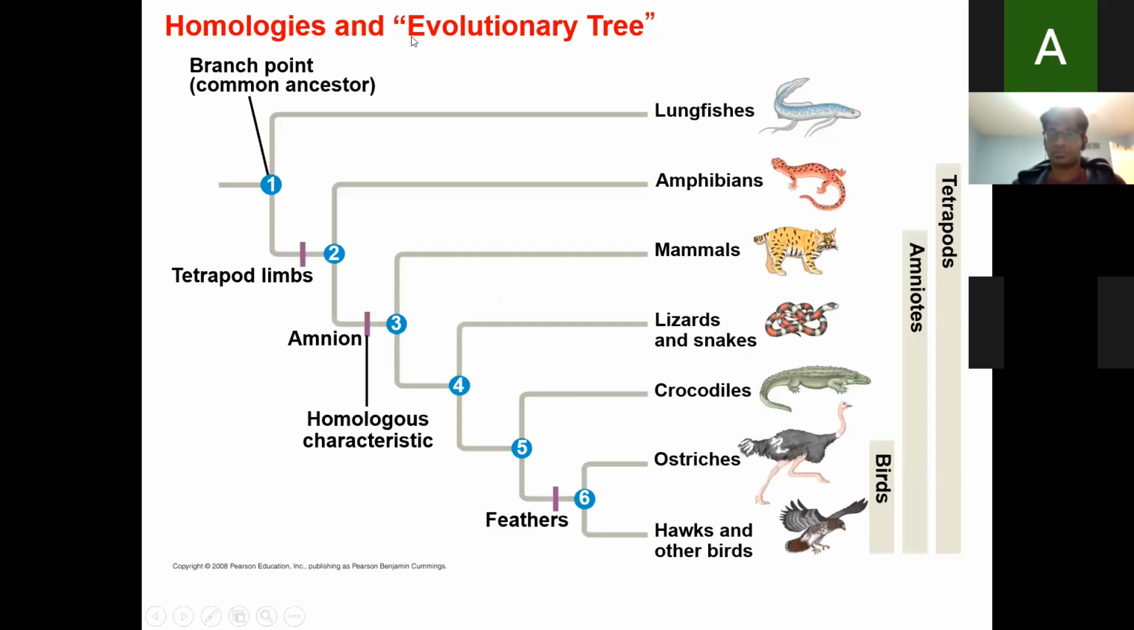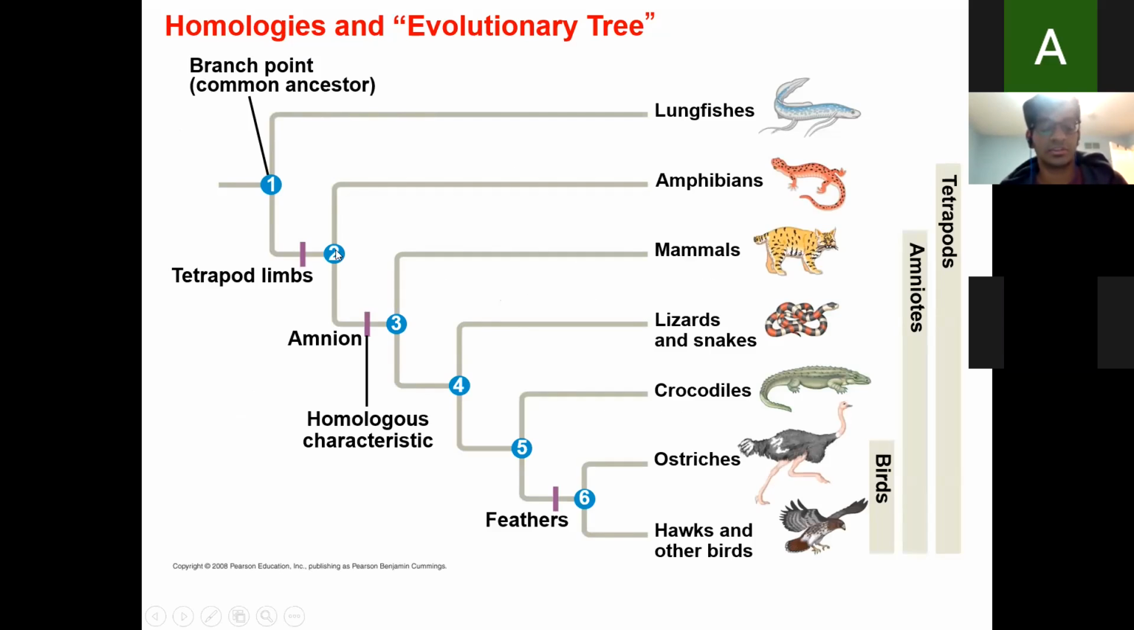The evolutionary tree, or phylogenetic tree, cladogram, they're all the same idea. You have this common ancestor, and each of these branch points is a common ancestor, but this original first branch point is a common ancestor for every single species listed here.